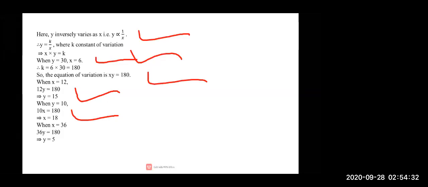That means 10x equal to 180. Now x we will take one side, equal to 180 divided by 10. So here 180 should be divided by 10, so we are getting answer as 18. Now the last part, x was 36.